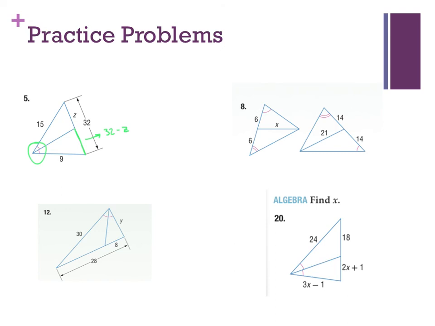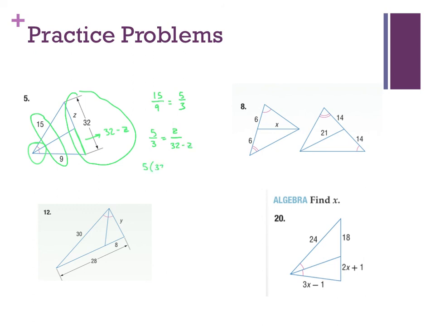Now me personally, I'm actually going to do my numbers on top of each other, so 15 and 9, and then the bottoms together. That way I can get a scale factor and compare it to my variables. So I'm going to do 15 over 9 divided by 3, that gives me 5 over 3 as my scale factor. Now I'm going to set this up to my other ratio. 15 was on top, so z has to be on top because it's on the same side of the triangle as 15. So I have z over 32 minus z.